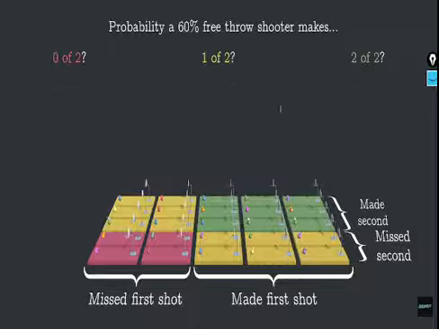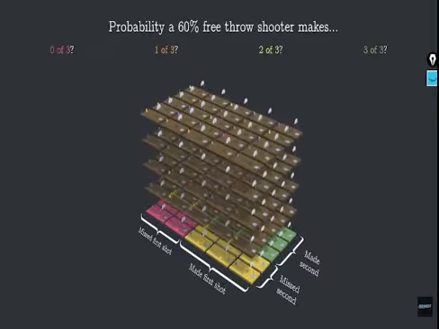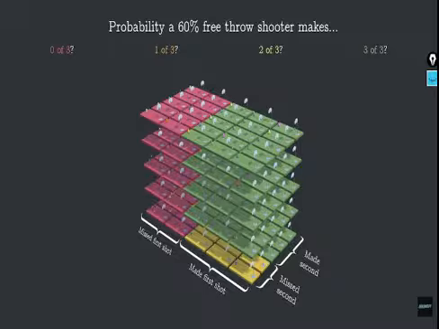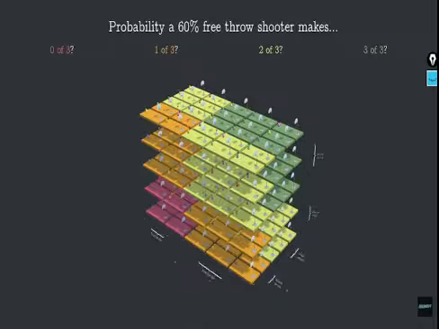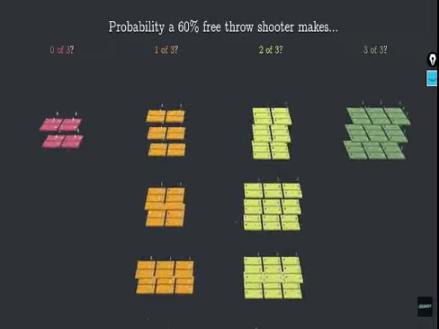Okay, for the third shot, it'll be useful to have even more blobs to look at, so let's make this a 3D grid and have the new blobs take their first 2 shots. With 3 shots, the top 3 layers made it and the bottom 2 layers missed. It's a little bit difficult to see what's going on inside this cube, so let's pull it apart into sections and organize it by outcome.